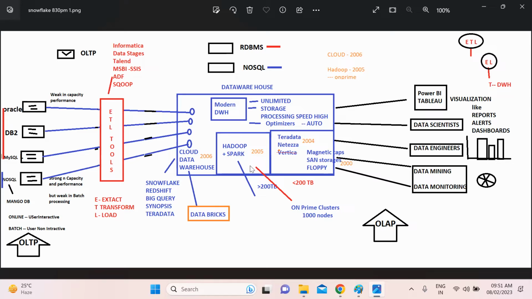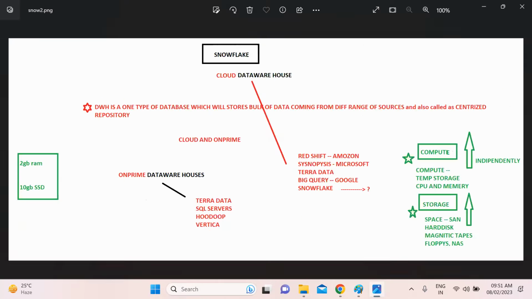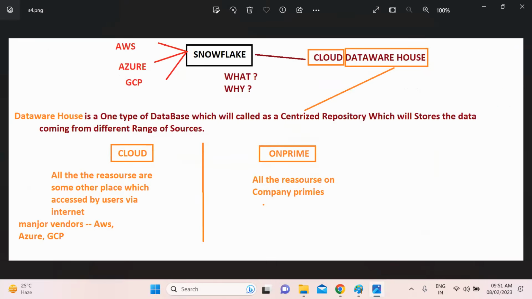Whereas databases, see, the definition is also the same. If you observe my definition: a data warehouse is one type of database, which we call a centralized repository, which stores the data coming from a different range of sources. Bulk and huge data coming from different ranges of sources. You got my point?